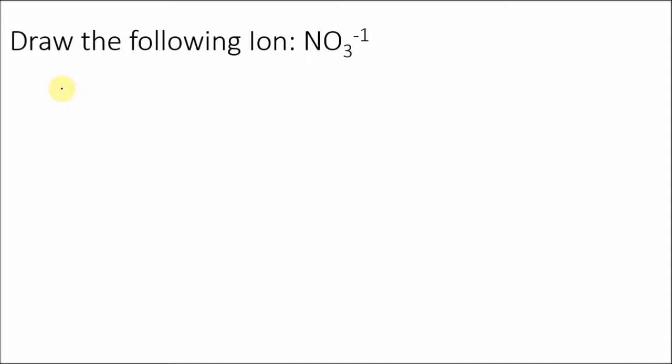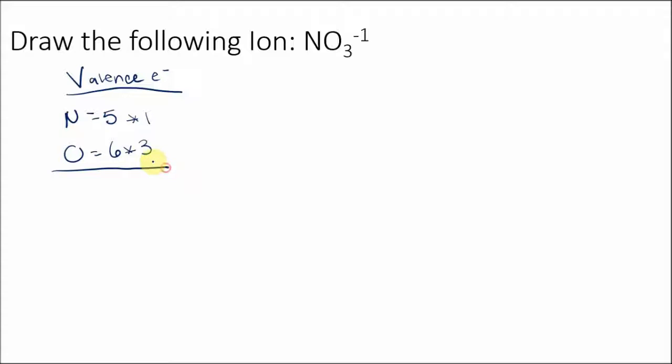In this problem, we will be drawing the ion NO3 -1. The first thing to do for Lewis dot structures is to find the valence electrons. N has 5 valence electrons, and there's only one N in the compound. Oxygen has 6 valence electrons, and there are 3 oxygens in the compound. So you add those up together, and you get a total of 23.